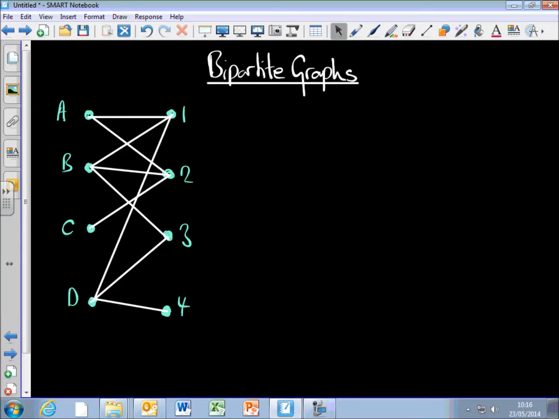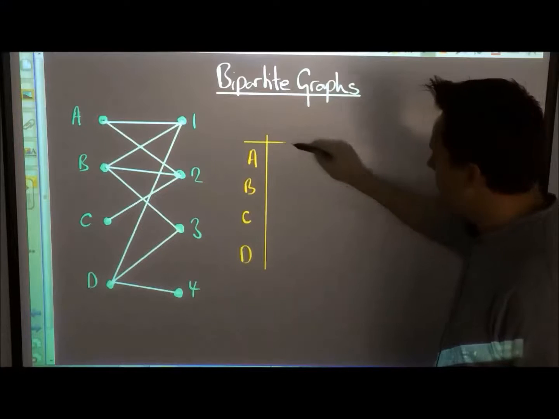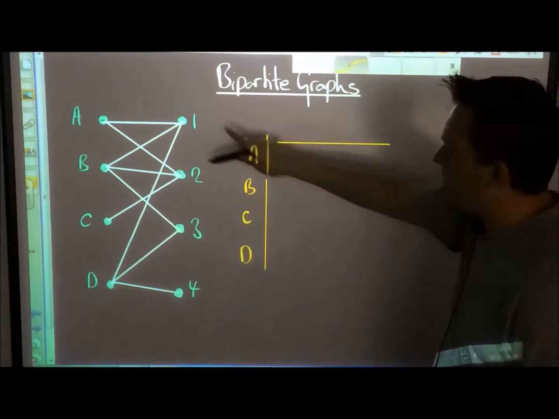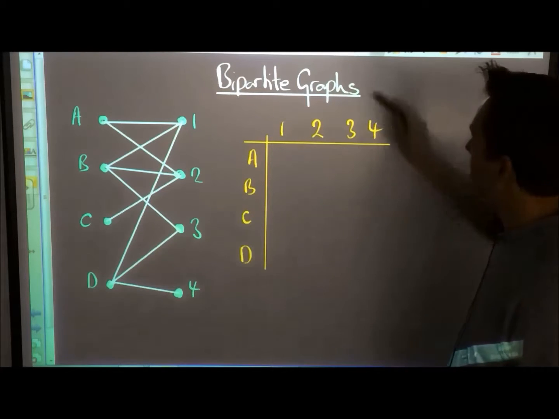So the information in that graph is how can things on the left be connected to things on the right. Okay. Now we can represent the same information in something called an adjacency matrix. So I'm going to draw out an adjacency matrix now and show you how the information in the adjacency matrix gives us the same information that's in this bipartite graph here. And the way we do it is we just put A, B, C, and D down the side. And then across the top, I'm going to put the nodes on the right-hand side, 1, 2, 3, and 4.